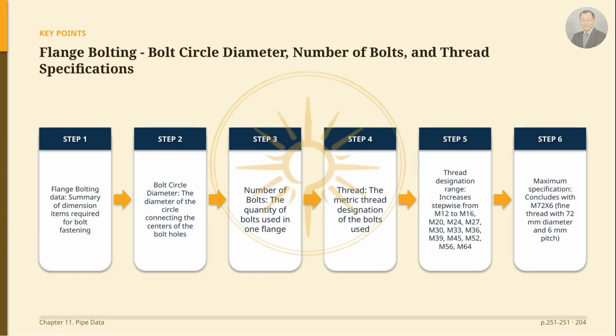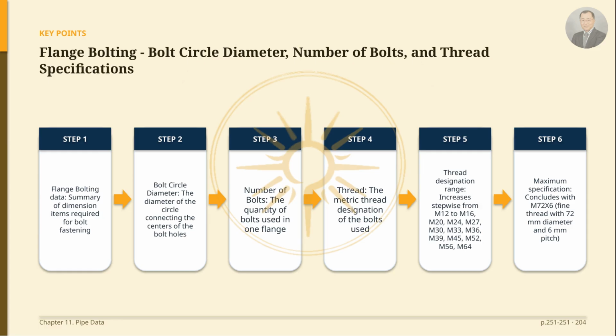This slide is a reference table summarizing the bolt circle diameter, number of bolts, and thread specifications required for flange fastening. It demonstrates the principle that larger flange sizes require more and thicker bolts to ensure fastening strength. For example, it is structured incrementally from small sizes like M12 up to fine threads of M72x6.